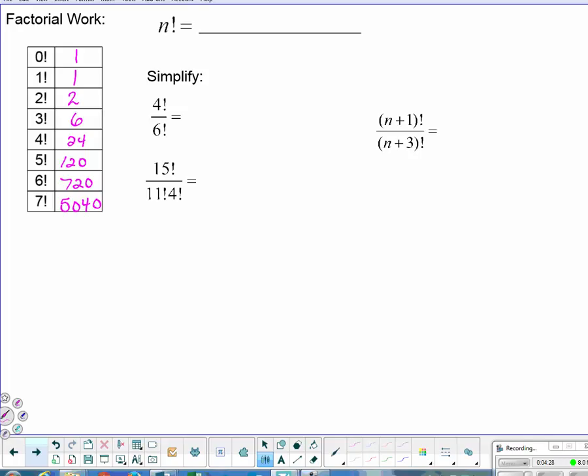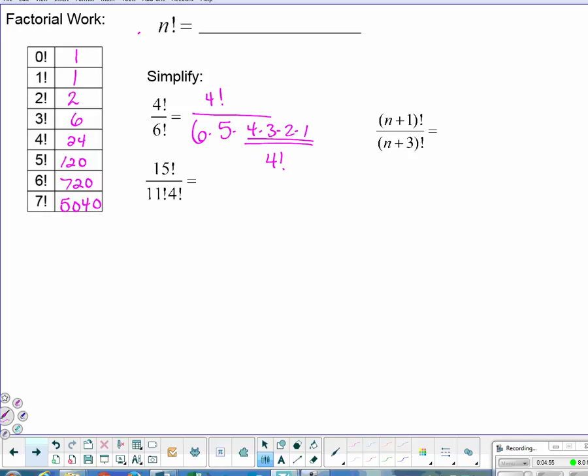Now, let's save this one and let's go to this 4 factorial over 6 factorial. Would you be able to simplify this rather quickly? Not using a calculator. Well, I know the definition of 6 factorial. It's 6 times 5 times 4 times 3 times 2 times 1. But would I really need to spell this out, 4, 3, 2, 1? Or could I simply replace it with 4 factorial?